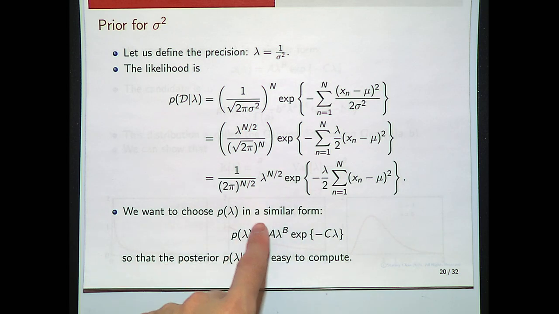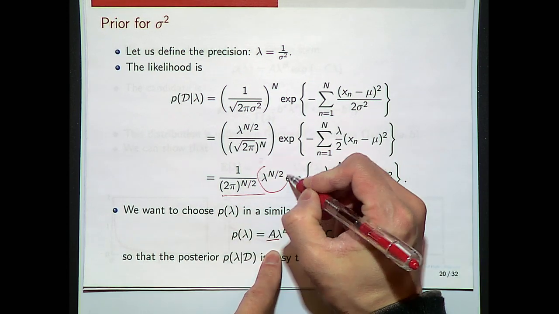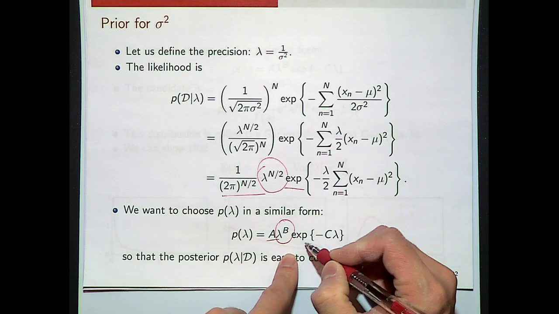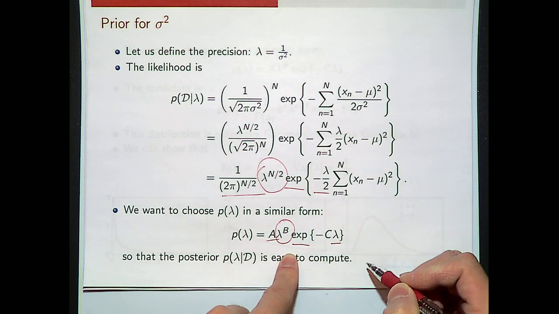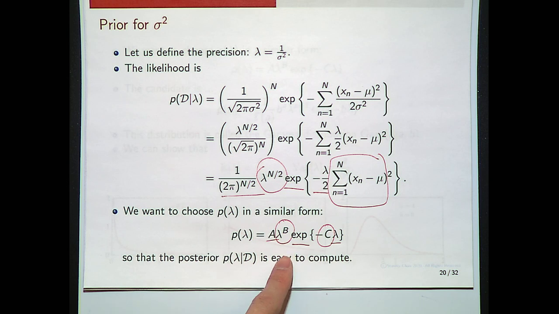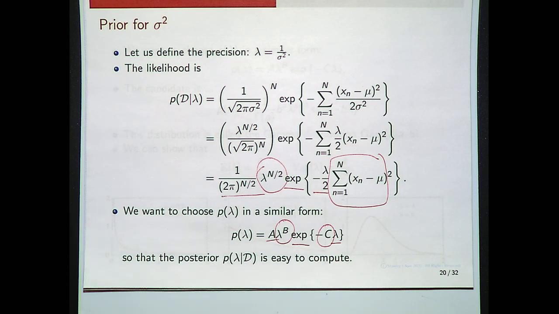This is some constant. I call it a. Some constant a times lambda to the power something, exponential minus lambda, times some constant, right? So now you may say, how can this ever be a useful prior? Yes, I'm saying that this is computationally very efficient. I'm not saying that it's justified by physics, okay?